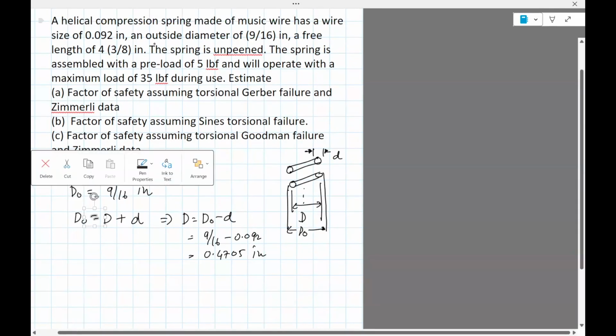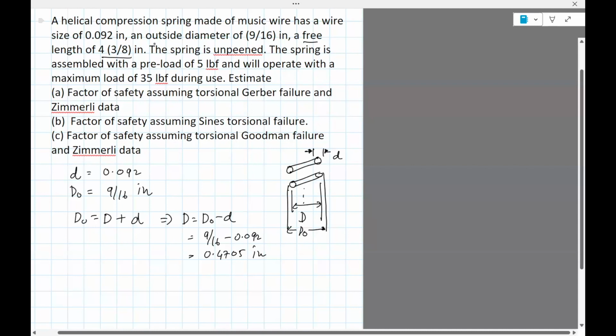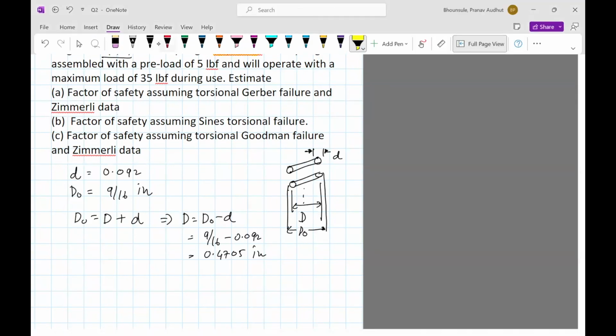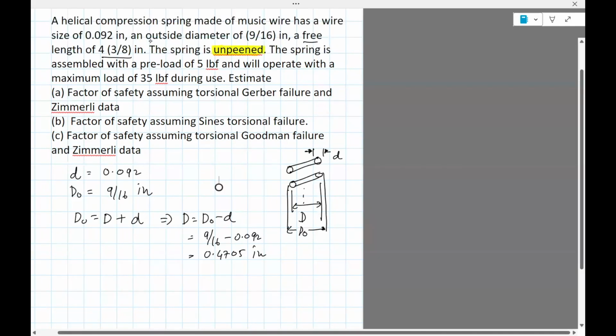Okay, free length of 4/3 of an inch. Don't think we need the free length. Okay, the spring is unpeened, so this is kind of critical. That will determine the kind of Zimmerli data you'll use, because they have different values for SSA and SSM. The spring is assembled with a preload of 5 lbf and will operate with a maximum load of 35 lbf.